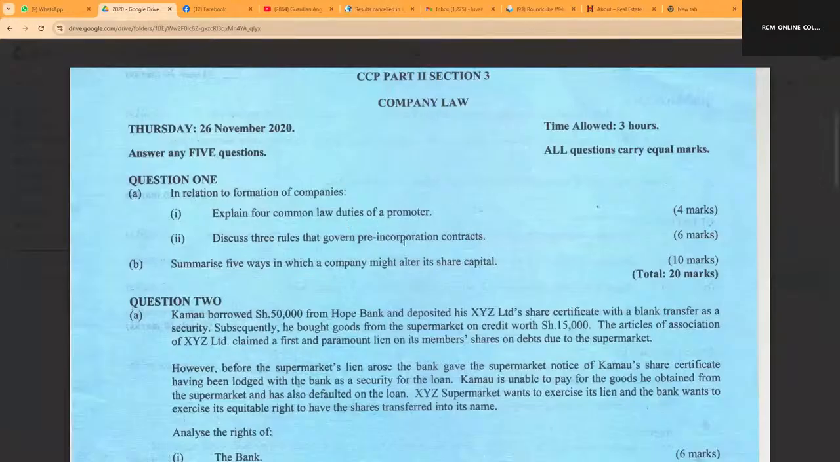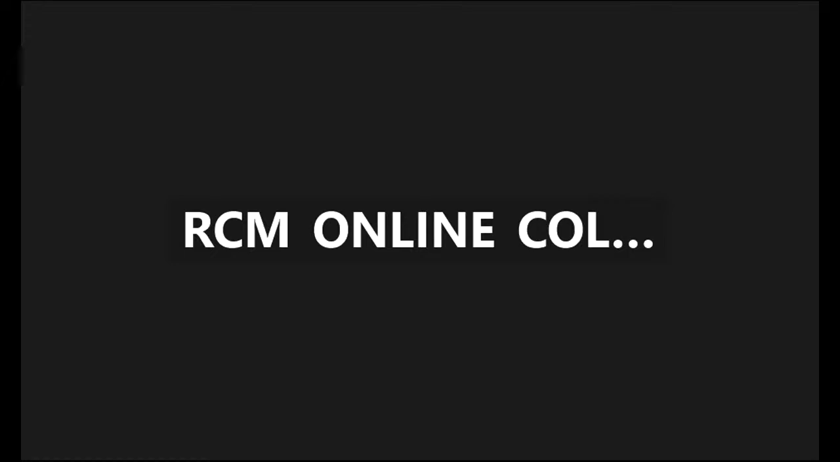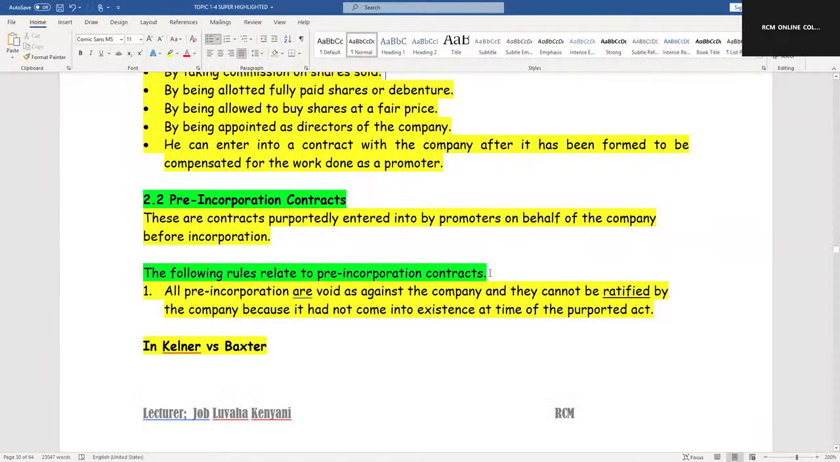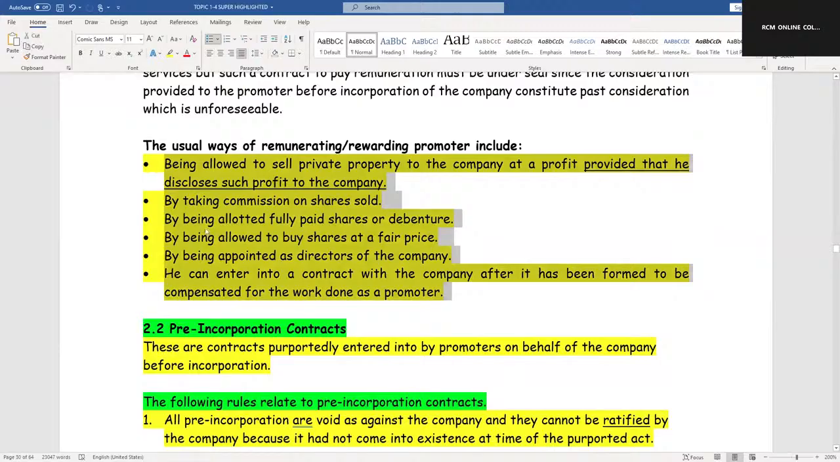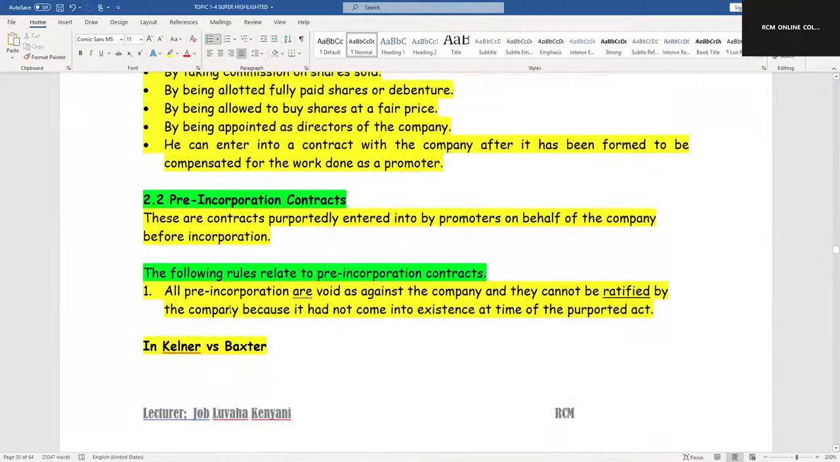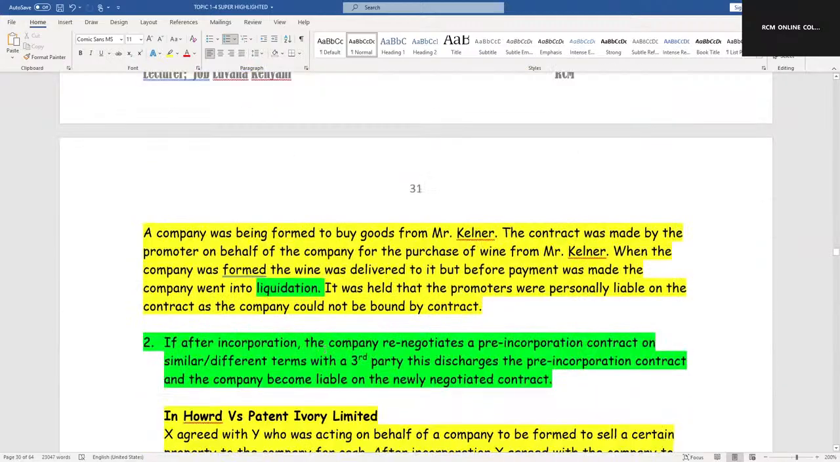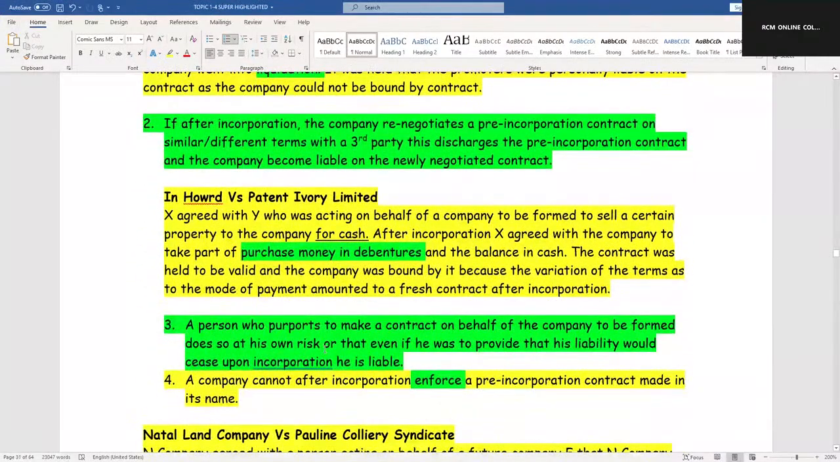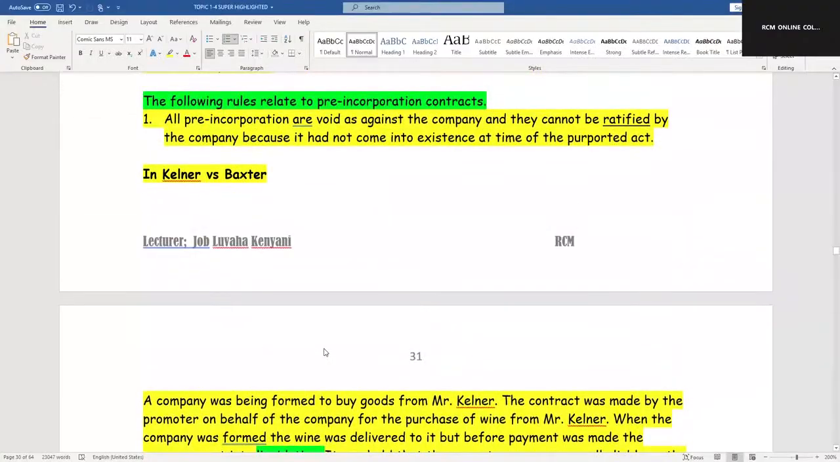Then discuss the rules governing pre-incorporation contracts. This is what we'll look at in our next discussion. But of course, they are here in your notes. You can see I've already highlighted the rules governing pre-incorporation contracts. So we'll discuss them in our next class, which will happen next Monday.